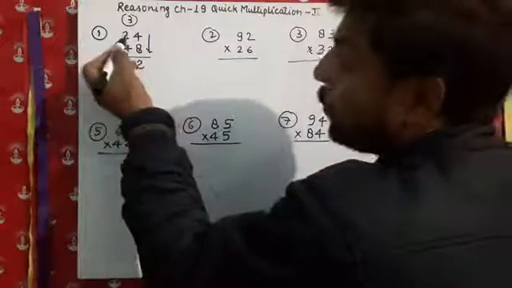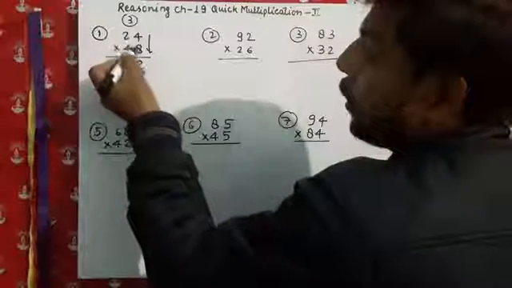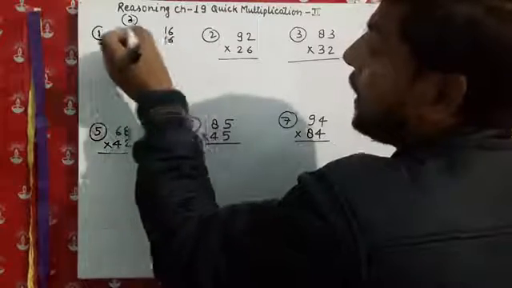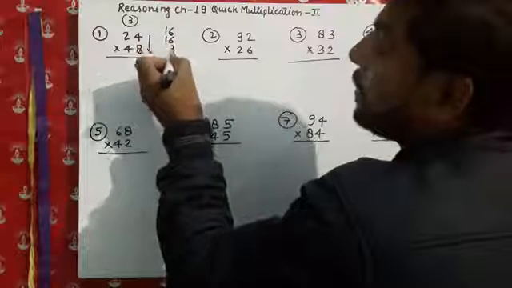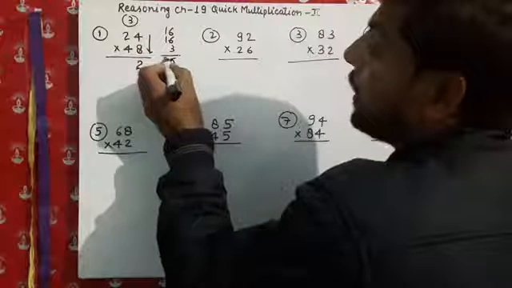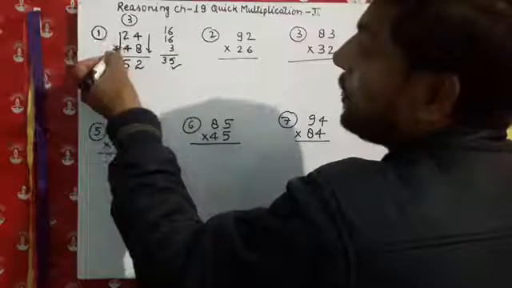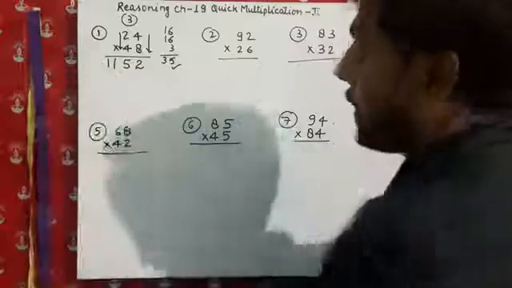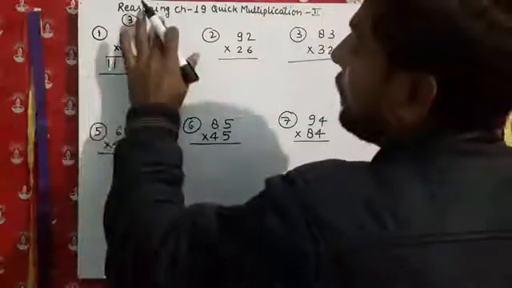Now we multiply the numbers crosswise. 8 twos are 16, 4 fours are 16, and this plus 3. So 16 plus 16 is 32, plus 3 is 35. Here we write down 5 and carry 3. Now we multiply these two numbers. 4 twos are 8, 8 plus 3 is 11. So the answer becomes 1152.